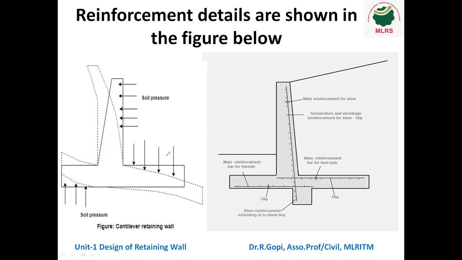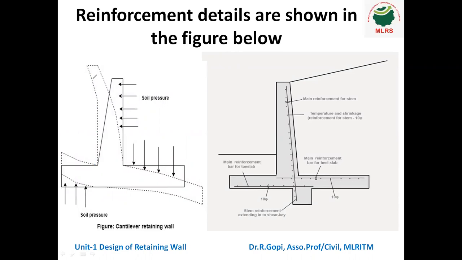The arrow indicates the soil pressure. Coming to the toe slab, you can see in the toe slab the soil pressure is acting upward, because in this space there is no soil. Soil is filled at the bottom of the retaining wall only. Here we construct roads or railway lines in hilly areas. The dotted line is the deflected shape. You can see clearly how the cantilever retaining wall is deflected due to the excessive soil pressure.